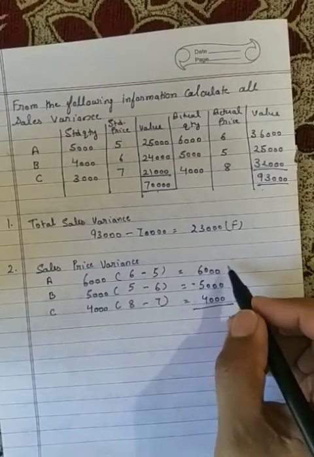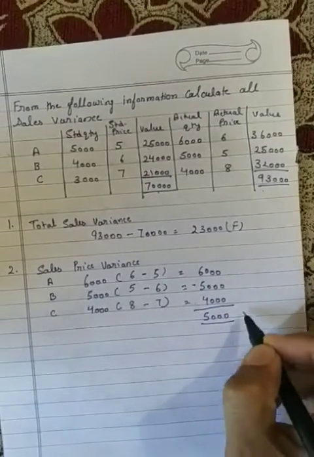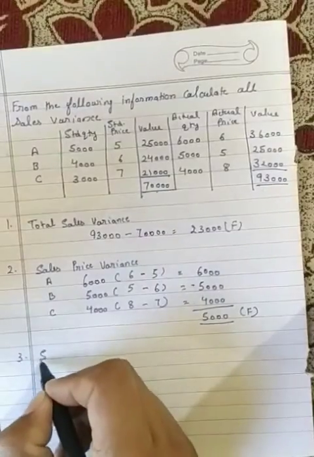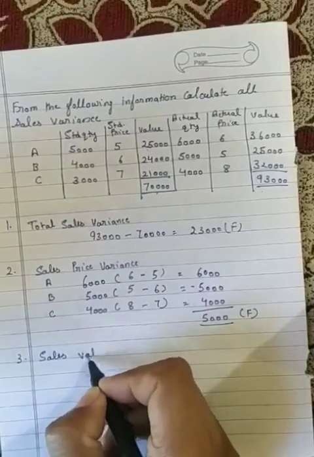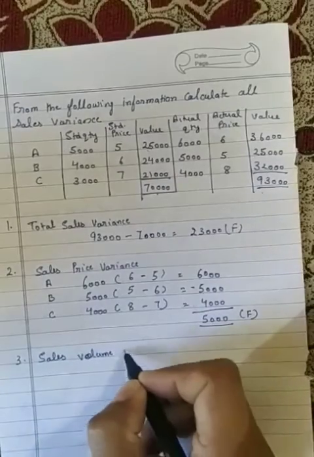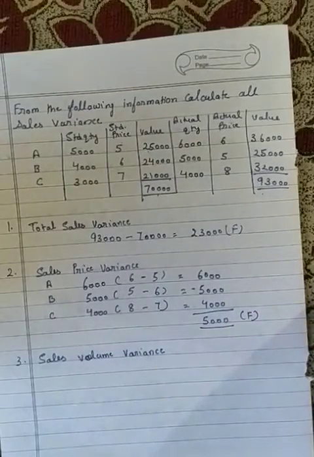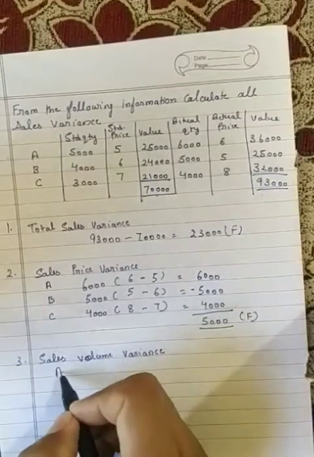So the total of all these three is 5,000, which is favorable. So sales price variance is favorable. Now third, we will calculate the sales volume variance. In a sales volume variance, we will consider the actual quantity and the standard quantities of sale. So the formula is standard price multiplied by actual quantity minus standard quantity.